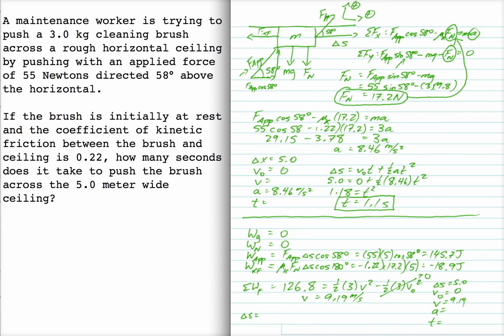Okay, so if I use that information to solve, I use the equation that doesn't have A in it. Delta S is 1/2 (V naught plus V) times T. That gives me 5 is equal to 1/2 times 9.19 T, which results in T equals 1.1 seconds. So, same answer. Good. All done.